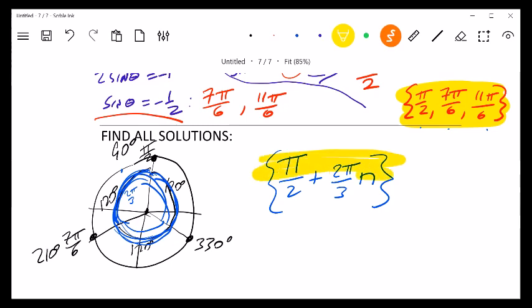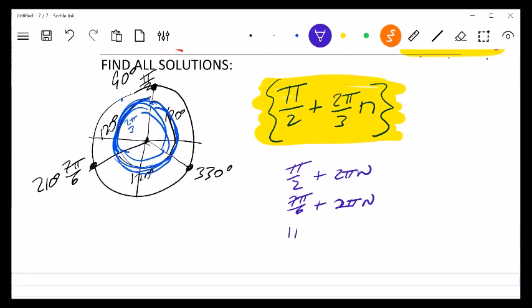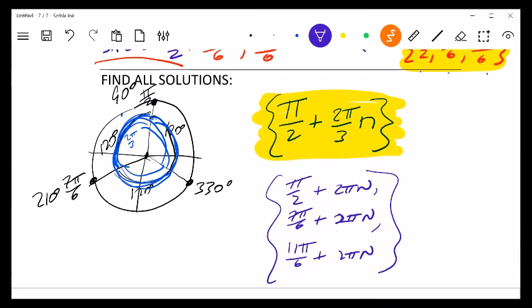This is a cool problem because all 3 answers are all interconnected the same distance away from each other. Oh, that is much nicer than writing pi over 2 plus 2 pi n, 7 pi over 6 plus 2 pi n, and 11 pi over 6 plus 2 pi n. So this is still correct, but it's not really the nicest way or best way. It's certainly not the most efficient way to do it.